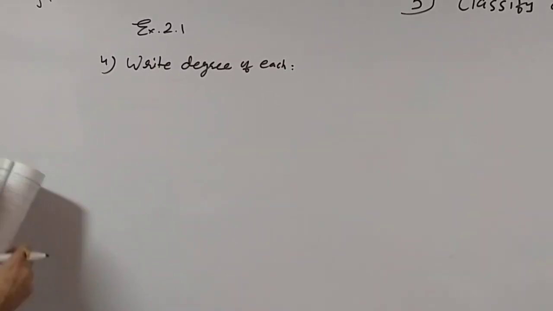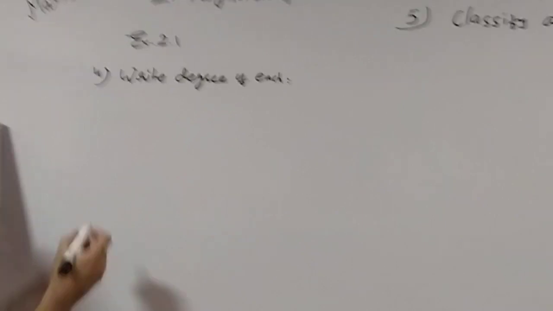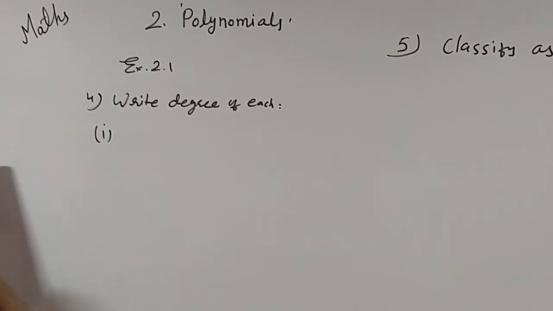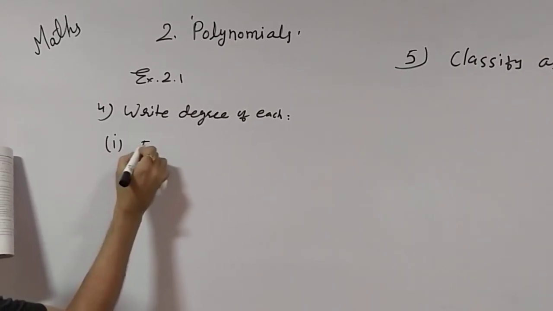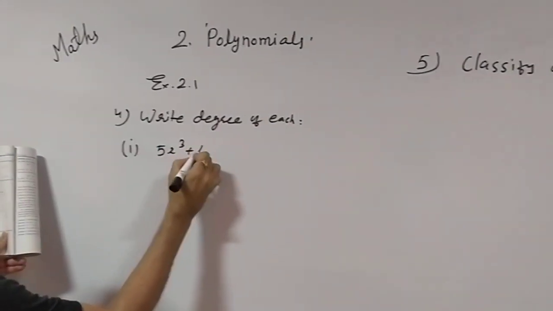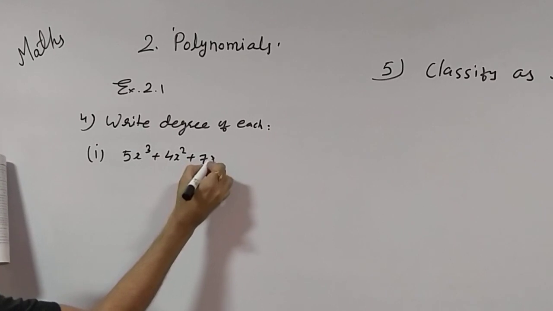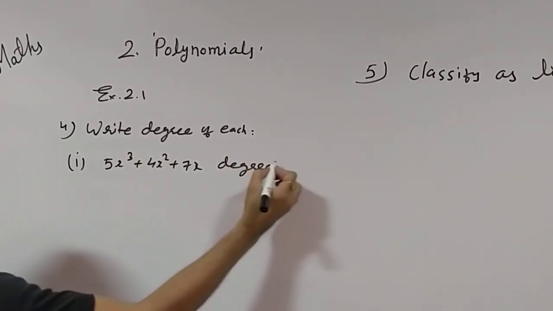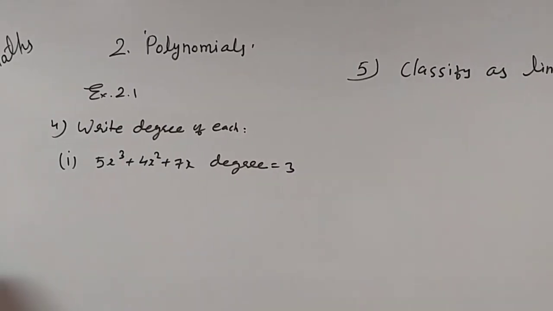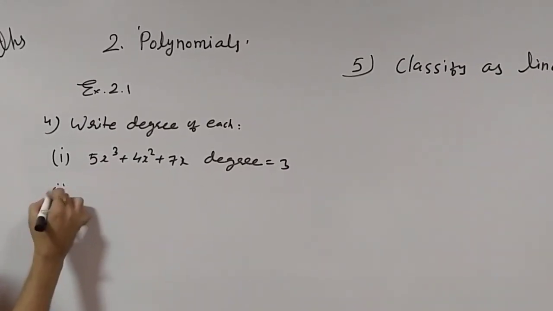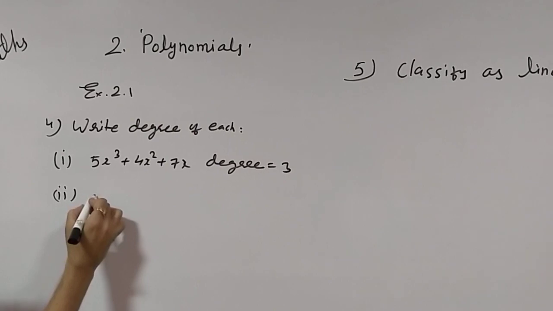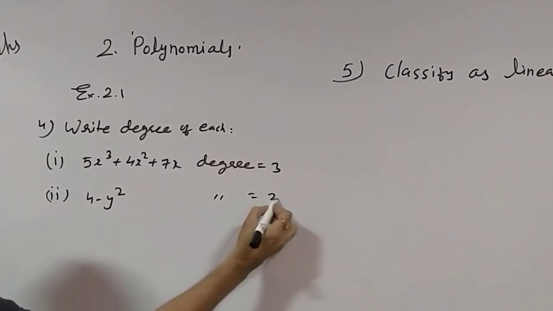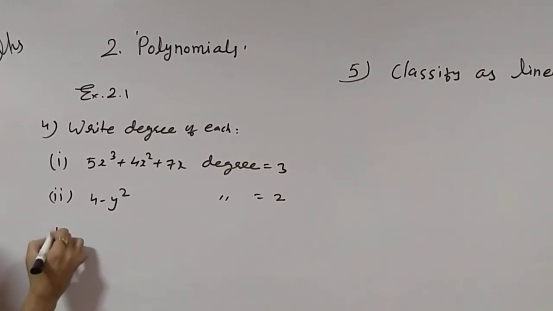Question number 4. Write the degree of each. First, you have to write only the degree. Degree of 5x cube plus 4x square plus 7x. Here the maximum power is 3, so the degree is 3. Second question, 4 minus y square. So here the degree is 2 because the maximum power is 2.